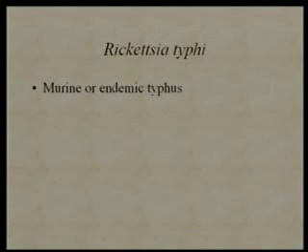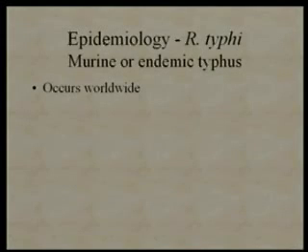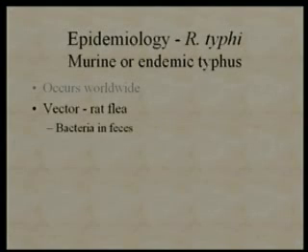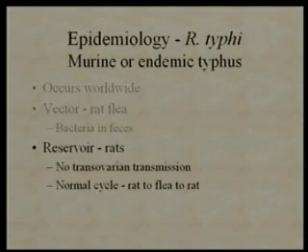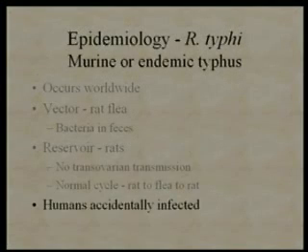Okay, the next organism is Rickettsia typhi, the causative agent of murine or endemic typhus. This infection occurs worldwide. The vector is the rat flea, and again, just like with Prowazekii, the bacteria is in the feces, and we inoculate the feces into the bite mark. The reservoir is the rat, and again, no transovarian transmission. So the normal cycle is going to be rat to flea to rat, and so on, and we become accidentally infected by the bite of the fleas.